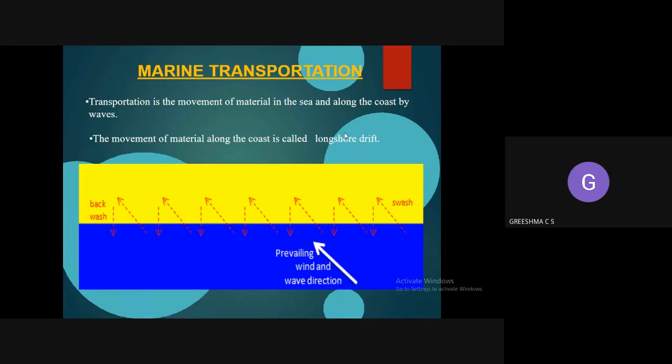Transportation, a word in the other meaning, same meaning you can copy. Transporting materials in the sea along the sea coast by the waves. That's it. So the movement of the materials along the coast is called longshore drift. When you are moving the material along the coast, it is called longshore drift.